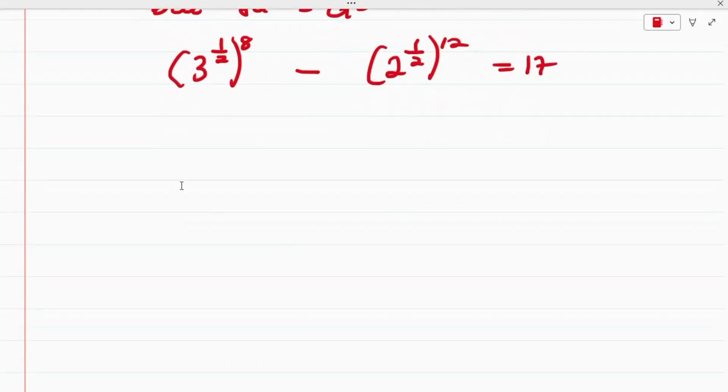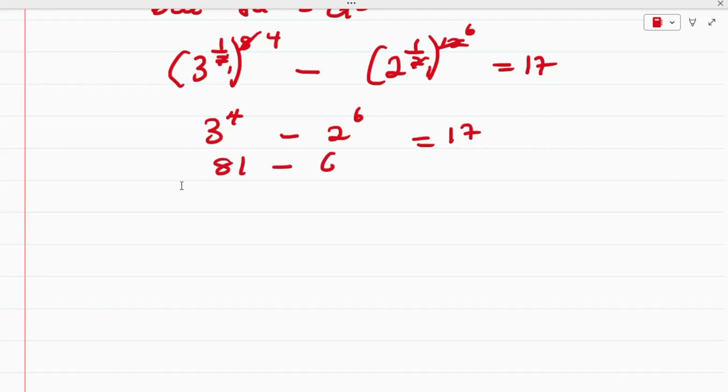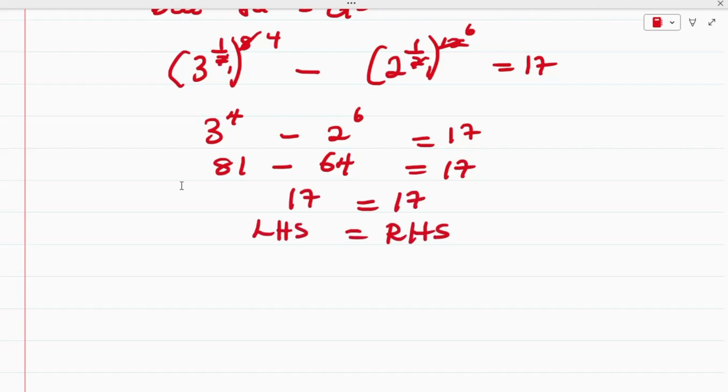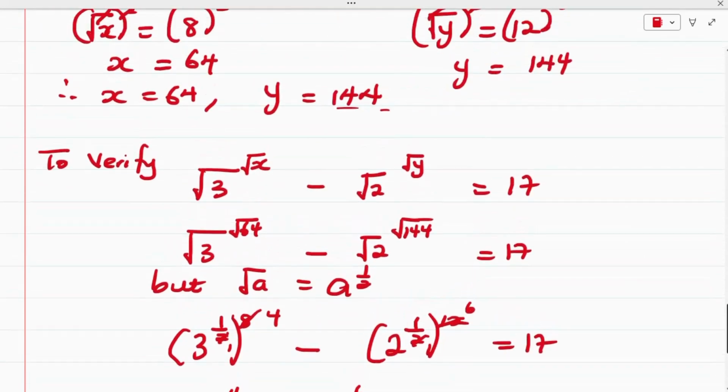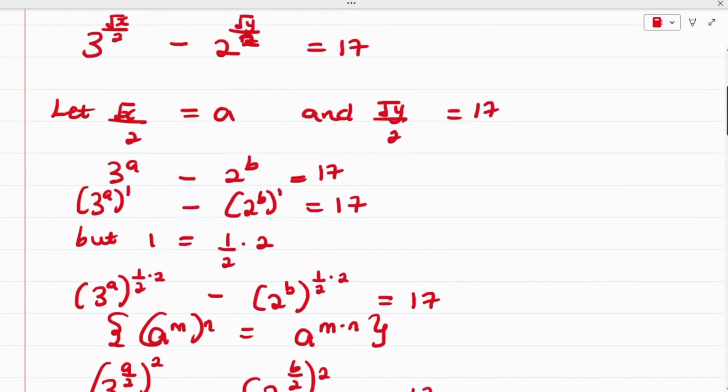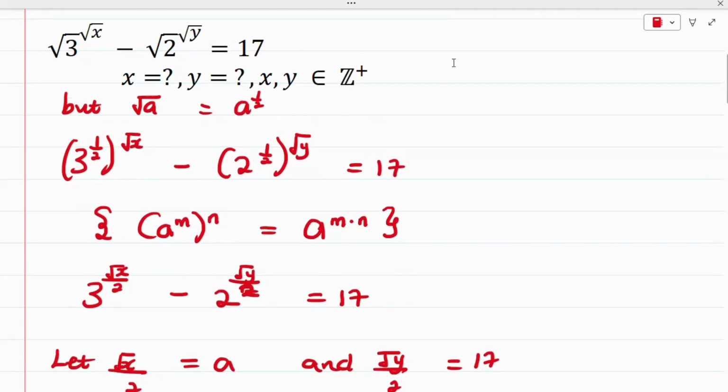So we have here 1 over 2 times 8 is 4, so we have 3 raised to the power of 4, minus 2 raised to the power of 1 over 2 times 12, which is 6, so minus 2 raised to the power of 6, is equal to 17. 3 raised to the power of 4 is 81, minus 2 raised to the power of 6, which is 64, is equal to 17, and 17 is equal to 17. So the left hand side is equal to the right hand side, and we have been able to solve this nice square root math problem. So guys, this is how you can solve this question, and we have the value of x to be equal to 64 and y is equal to 144. So with this guys, I'm going to see you in the next video.